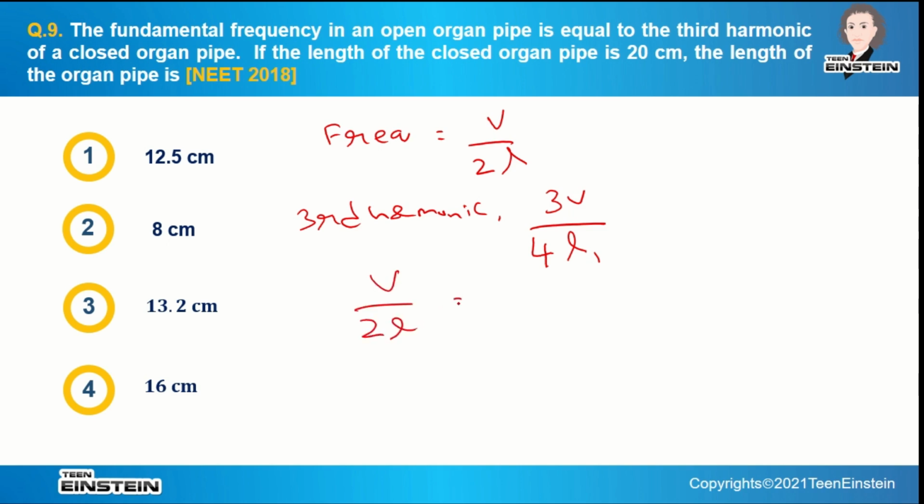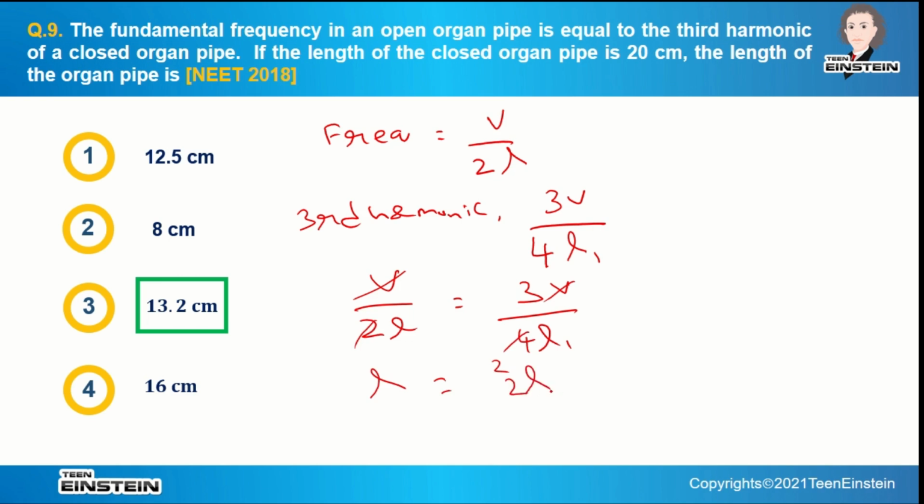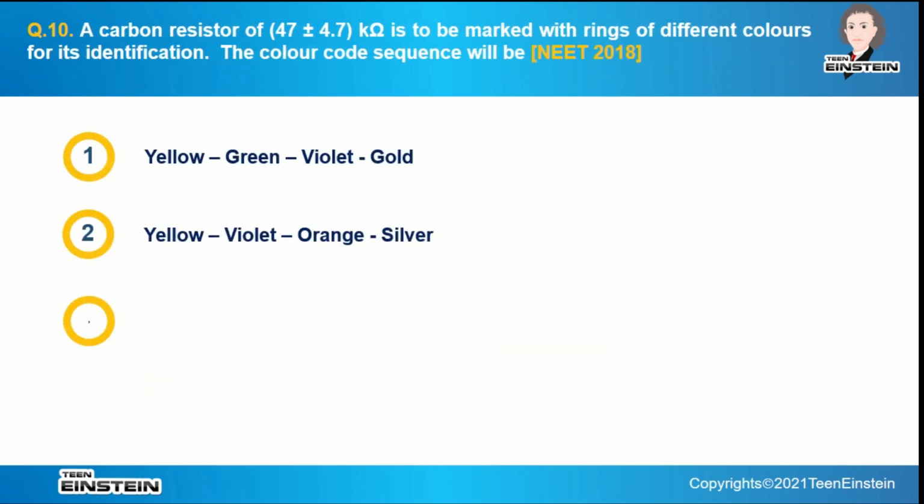V by 2L is equal to 3V by 4L1. Here you want to find the L value, so these will get cancelled, and L is equal to 2 L1 by 3. L1 is given as 20, so it will be 40 by 3, which is 13.3 centimeters. So the correct option is option 3, 13.3 centimeters. Okay, so we'll move on with the next question.